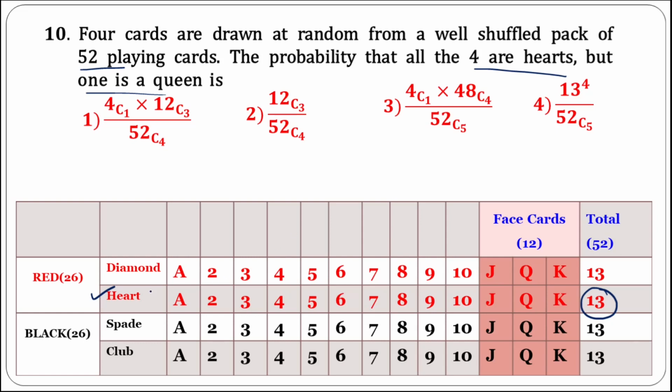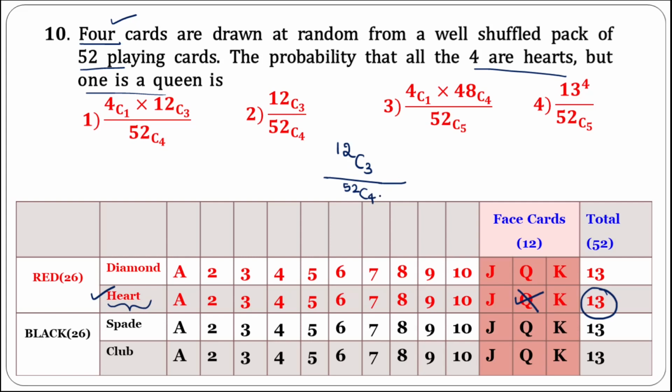See, out of the hearts, how many queens do we have? We have 1 queen. So if I remove this 1 queen, how many cards are you left with? We are left with 12 cards. Out of that, I have to select only 3 because I am totally selecting 4 cards. Out of that, 1 queen is already selected. 1 has to be queen. Remaining are 12 cards. Out of that, I have to select 3. 12C3 divided by 52C4.